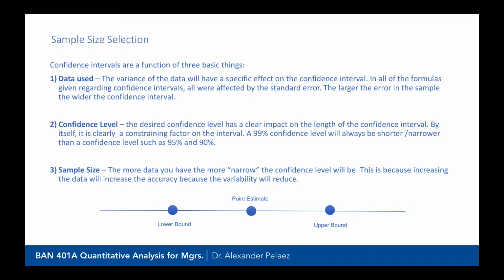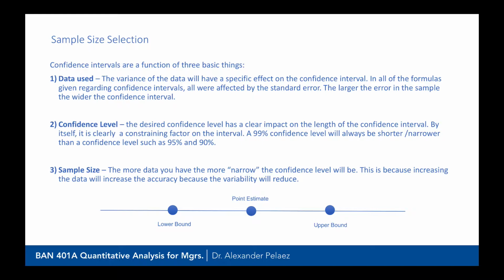Number one is the data used. The variance of the data we have in our sample will affect the confidence interval. All of the formulas that we had shown with confidence interval are affected by standard error. If our error increases because of the sample, our confidence interval will be wider.